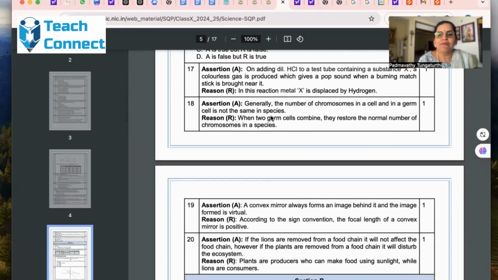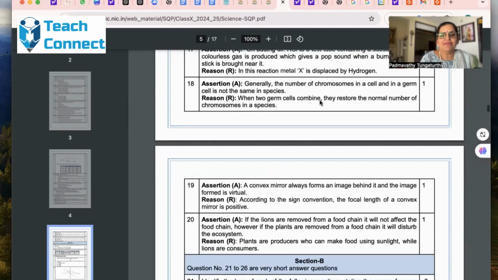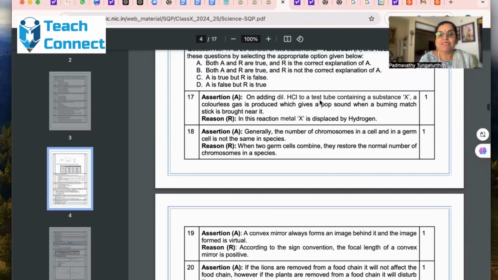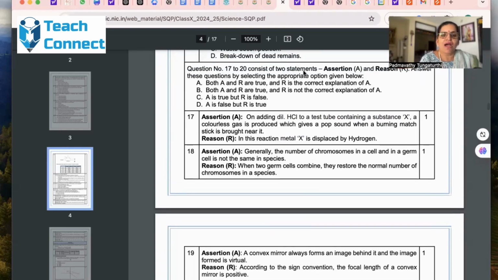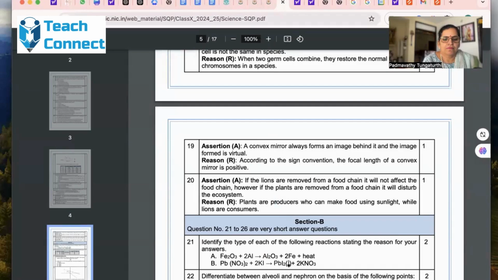In this reaction, metal X is displaced by hydrogen. This is wrong, isn't it? The metal X is not displaced by hydrogen. Hydrogen is displaced here. Therefore, A is true, but the reasoning is wrong. R is not the correct explanation of A.